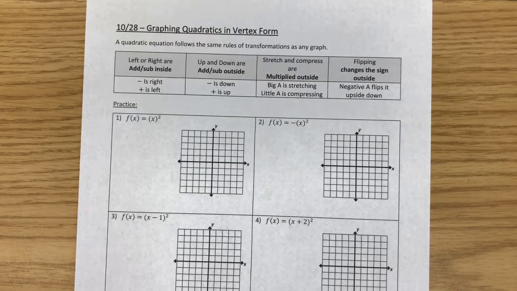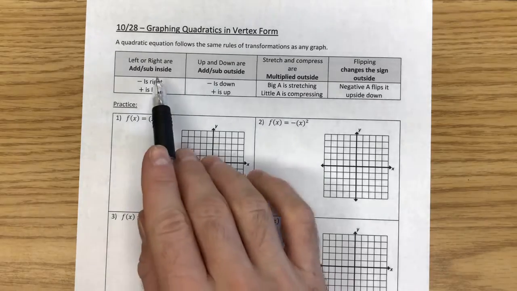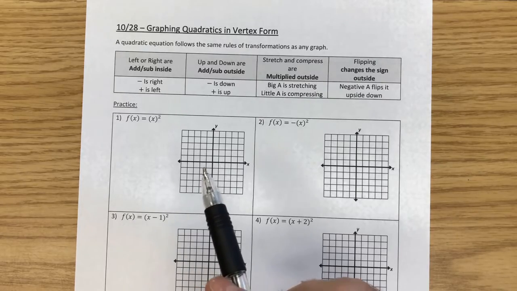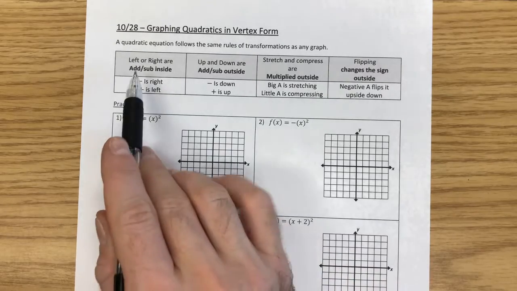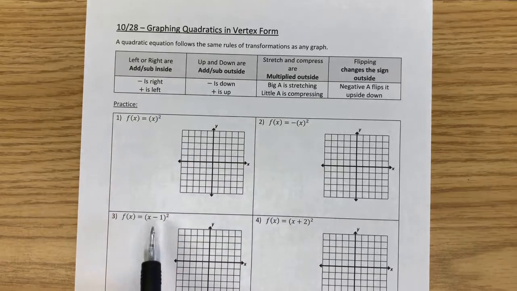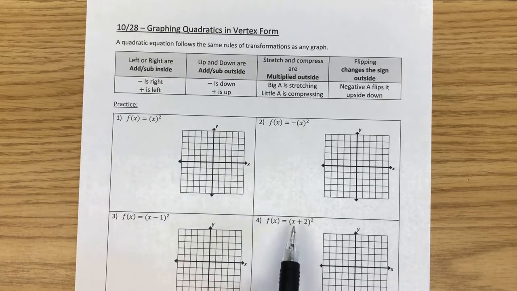So today what we're going to be doing is we're going to be graphing quadratics in vertex form. Now, this is going to be very similar to how we've graphed absolute value functions in the past. So we've put down a repetition of the rules that we discovered when we were graphing absolute value. Left and right are adding or subtracting inside the parentheses. So if we ever have any parentheses, it's going to be what's inside. That's a left or right motion. Nothing there. That's a left or right motion.